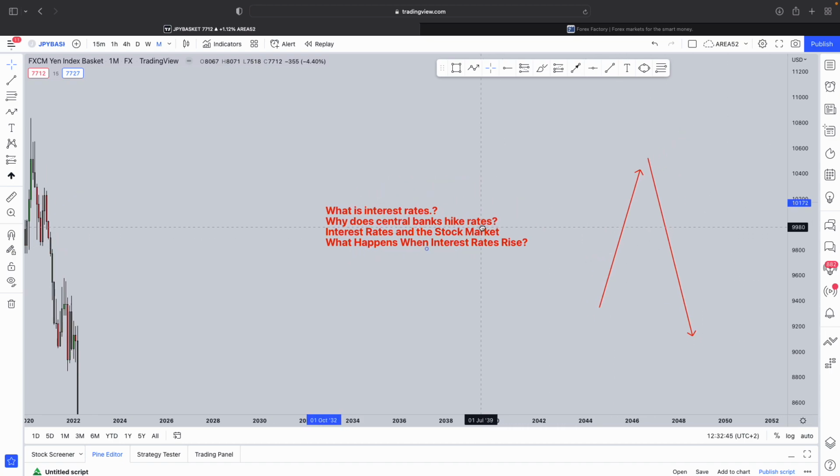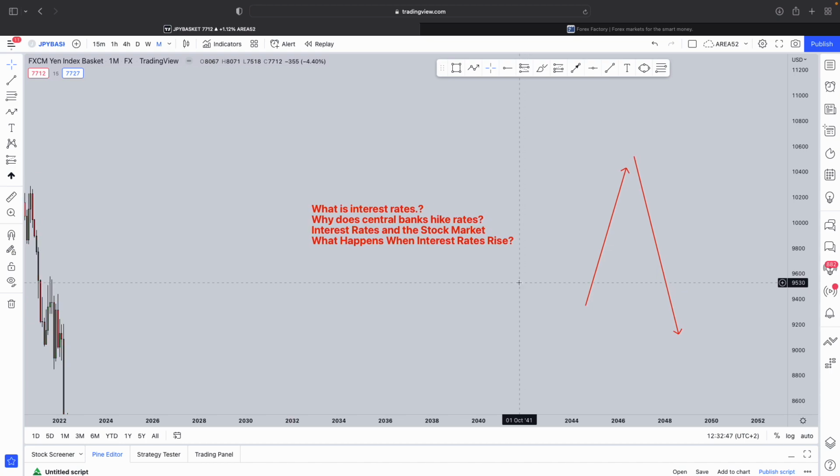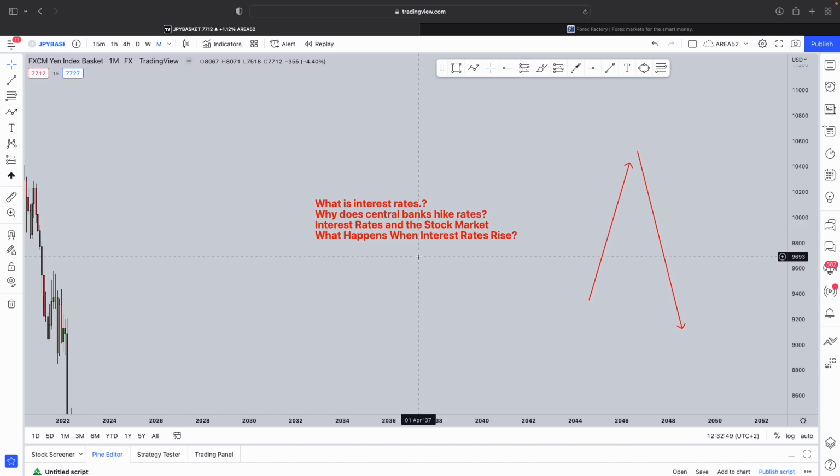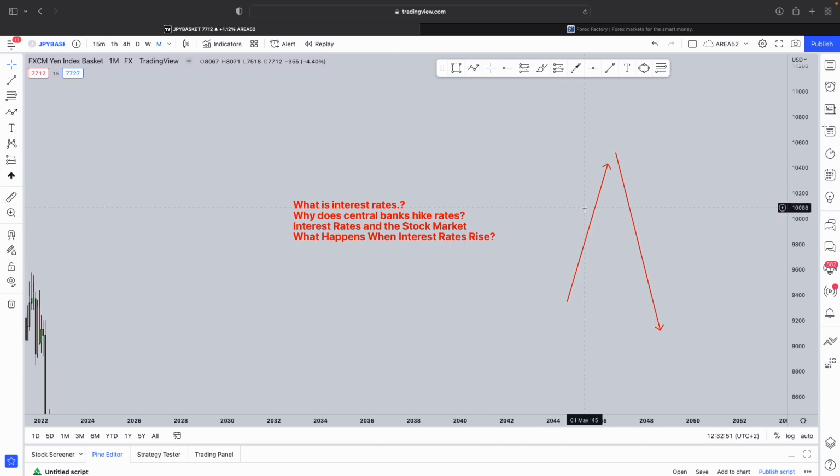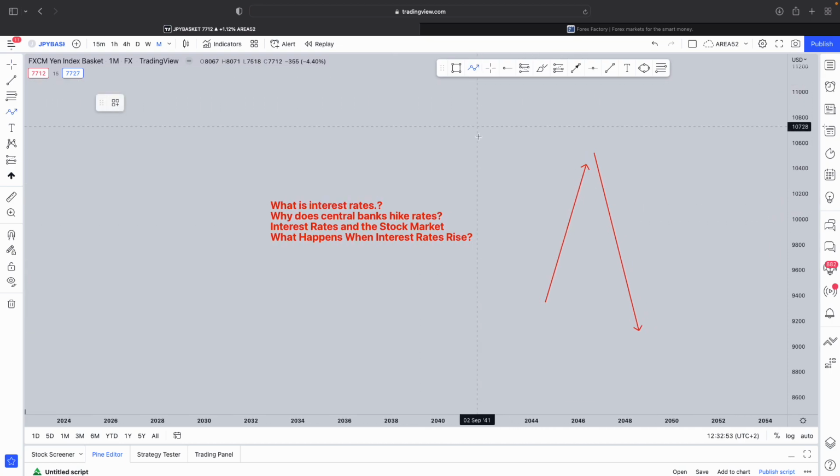So why does the central bank hike the interest rates? They hike interest rates because they want to control inflation. And the way they do this is, when they hike interest rates, they basically encourage consumers to spend less. As a result of that, inflation tends to slow down, or they slow down the economy, which sometimes is a good thing.